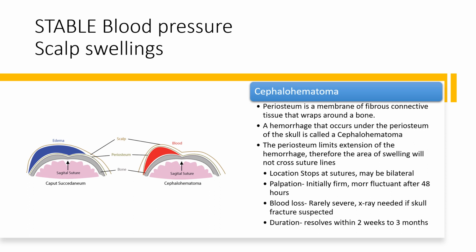Second one, cephalohematoma. The periosteum is a membrane of connective tissue that wraps around the bone. Hemorrhage that occurs underneath the periosteum of the skull is called cephalohematoma. The periosteum limits the extension of the hemorrhage, therefore the swelling will not cross suture lines. It stops at the sutures, may be bilateral, palpation initially more fluctuant the first 48 hours. Rarely severe. X-ray needed if skull fracture is suspected. Usually resolves in 2 weeks to 3 months.